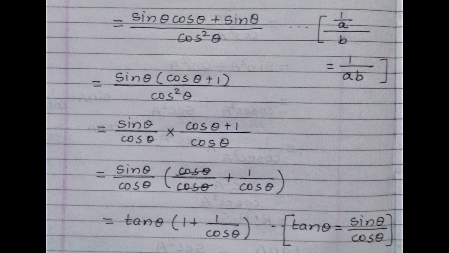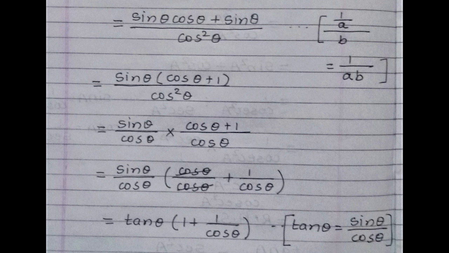So, make the division of these things by cos square theta, distribute it: sin theta upon cos theta into cos theta plus 1 upon cos theta. Now, keep sin theta upon cos theta as it is, and again in the bracket, distribute: cos theta upon cos theta plus 1 upon cos theta. As we know, sin theta upon cos theta equals tan theta. Cos theta gets cancelled, so 1 plus 1 upon cos theta.